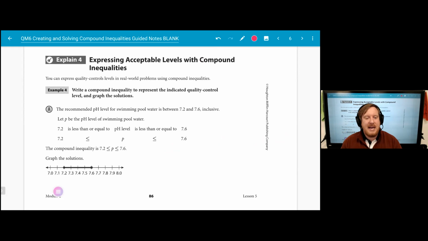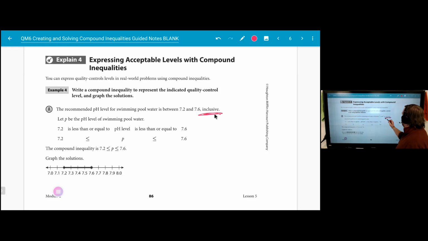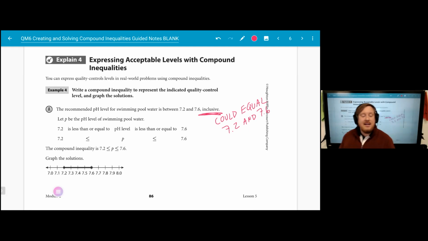The recommended pH level for swimming pool water, oh, swimming pools, is between 7.2 and 7.6 inclusive. This inclusive business means it could equal 7.2 and 7.6. So if I'm going to write this inequality, I've got this pH level.